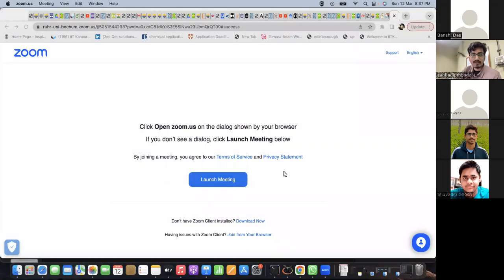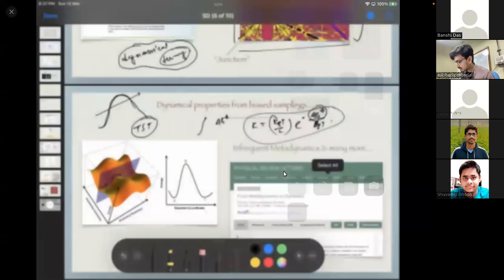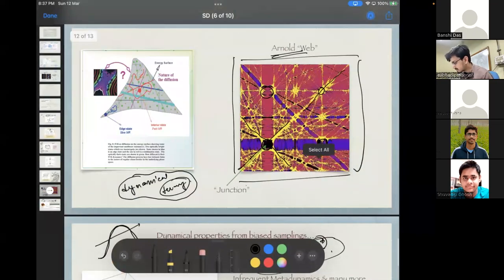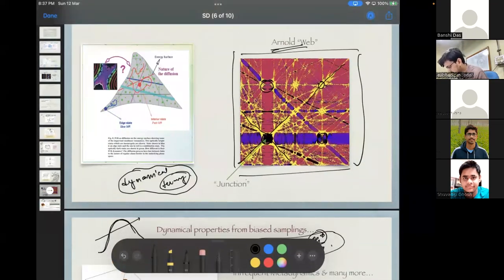Subhadip, just go to that Arnold web part. There is this space you called the Poincare section. That Arnold web contour, what are X and Y? Oh, this is actually the frequency ratio.